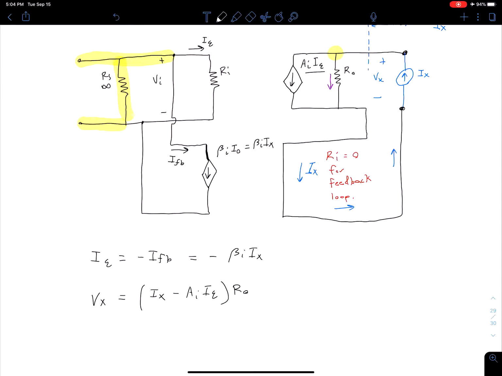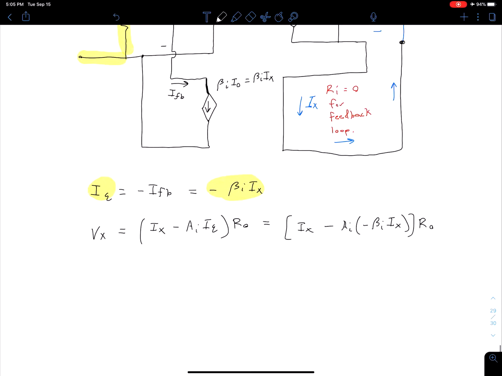times that resistance R naught. Now we can substitute in for our definition of error current we found up here. Doing that substitution, we get Ix minus A sub I, and then our error current is equal to negative beta I times Ix, all of that multiplied by R naught. We can clean that up a little bit and factor out our Ix, so we get Ix times 1 plus beta I times A sub I times R naught.